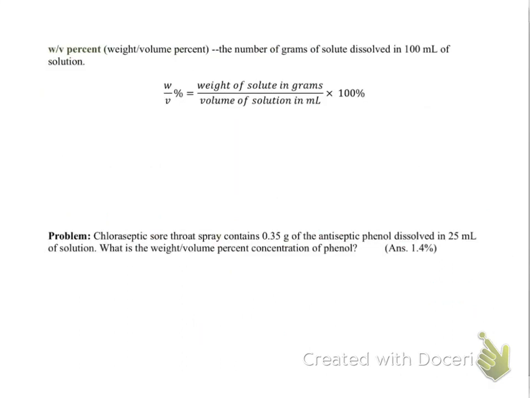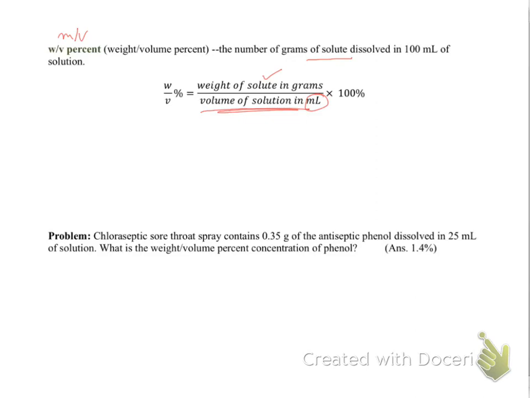The next one is the weight by volume percent. We also call it mass by volume percent. And here was the definition: the number of grams of solute dissolved in 100 milliliter of the solution. So now what we are talking about? We are talking about the weight of solute in grams, divided by the volume of solution, but that has to be in milliliters. And you multiply it by 100 to change it to the percentage.